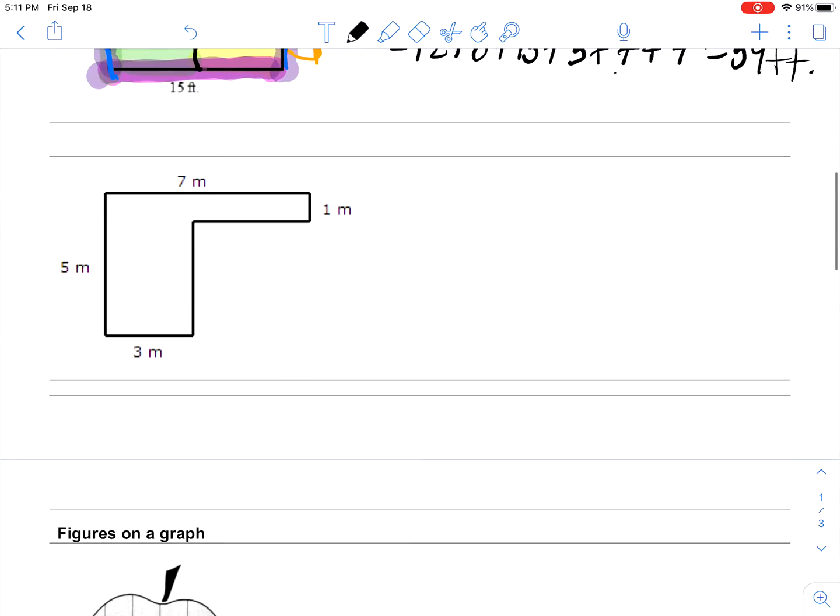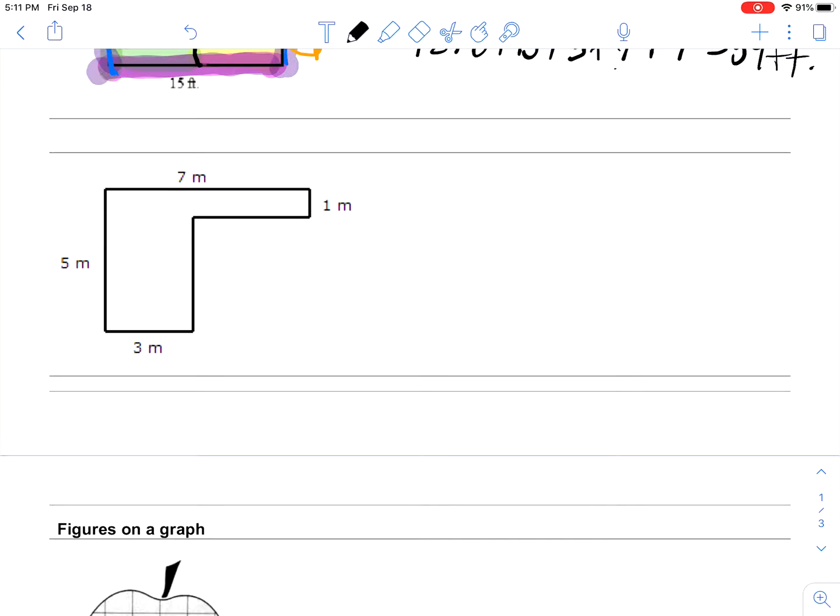I'm going to do the same thing on this one. If you want to try to pause and see if you can find the area and perimeter of this shape before I do, please go ahead and do that now.